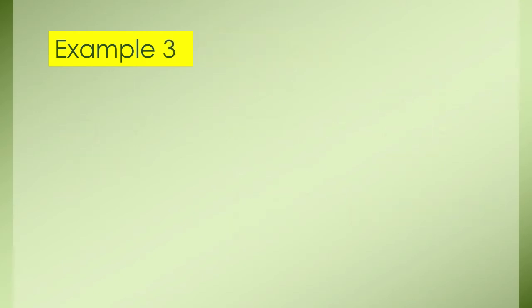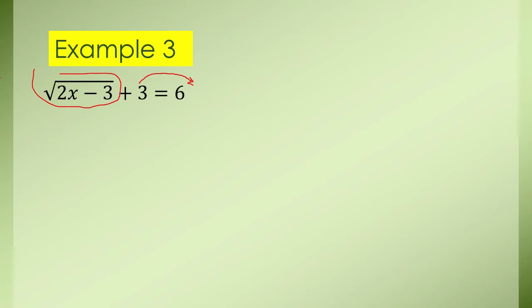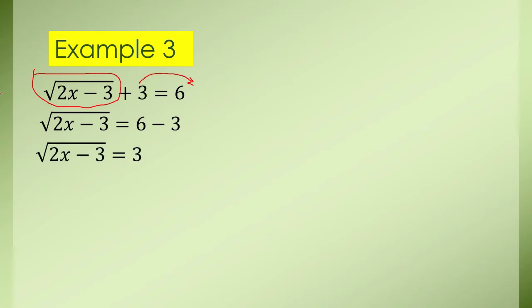Another example. Example number 3. I need to isolate the radical expression. How to do this one? I move 3 to the other side because I need to isolate the radical expression. Now, when you move 3 to the other side, because 3 is adding, you subtract, using the inverse operation. And 6 minus 3 is 3, and now you exponentiate again to the square.